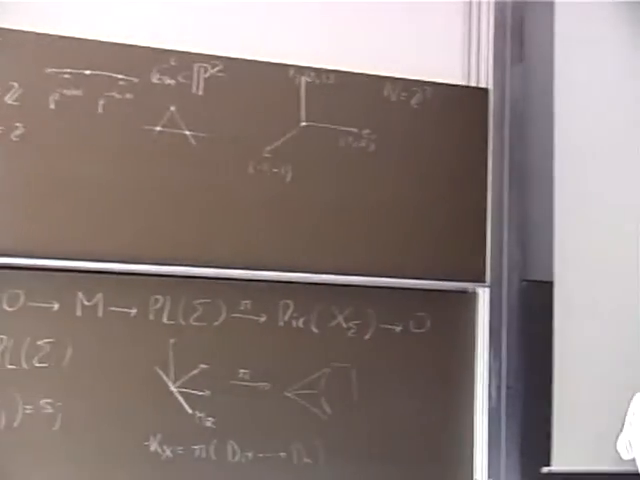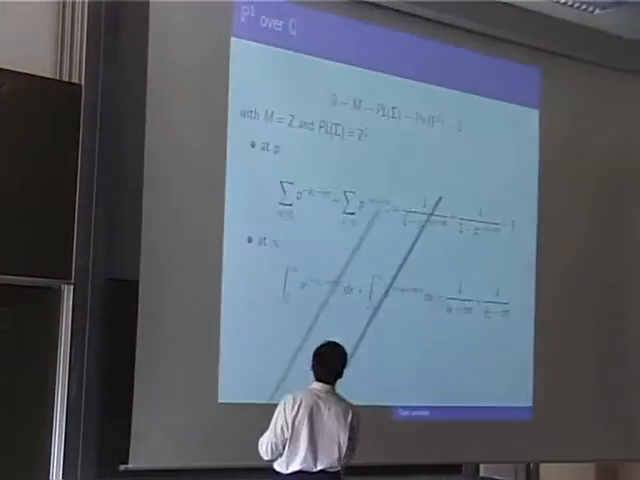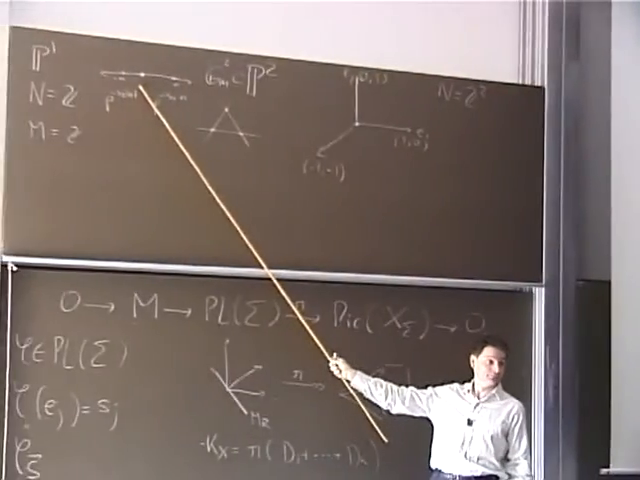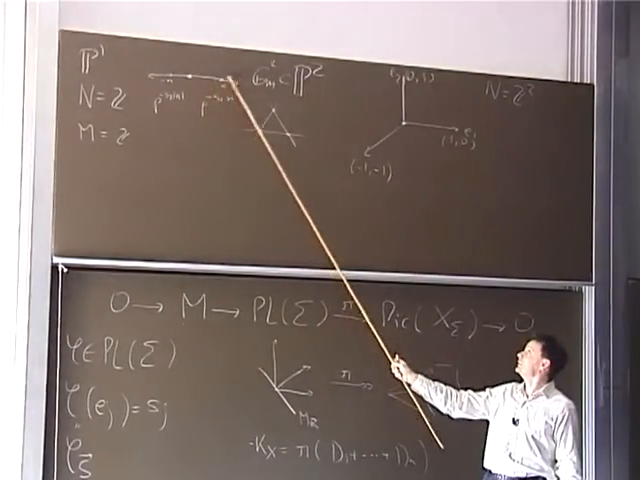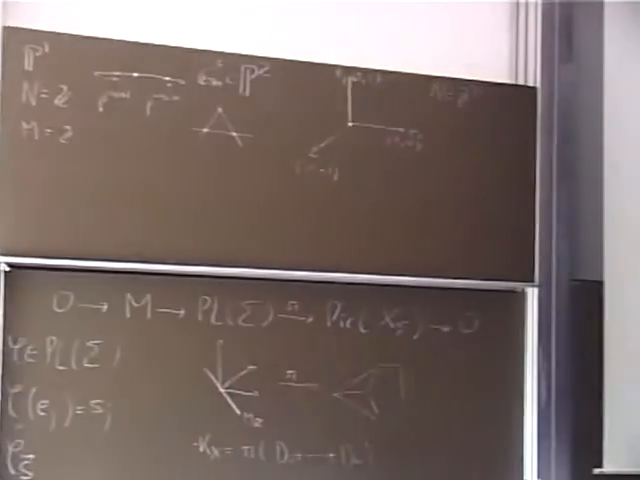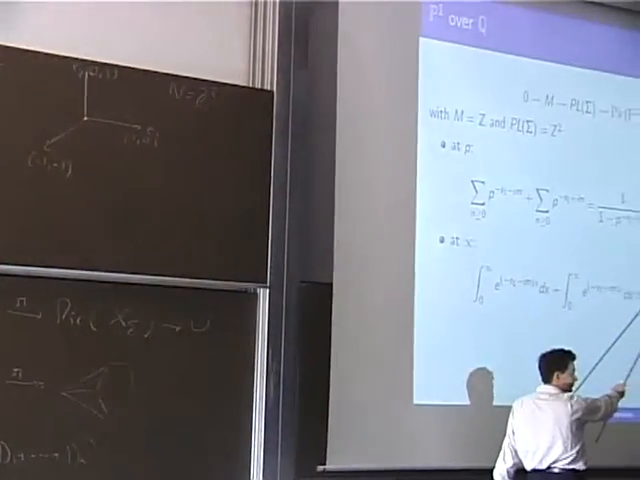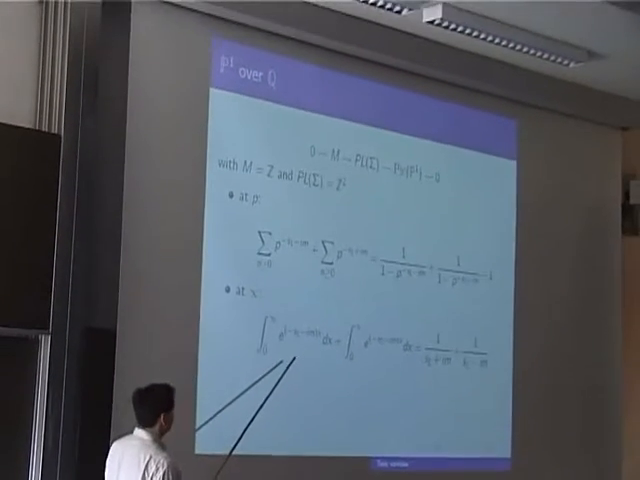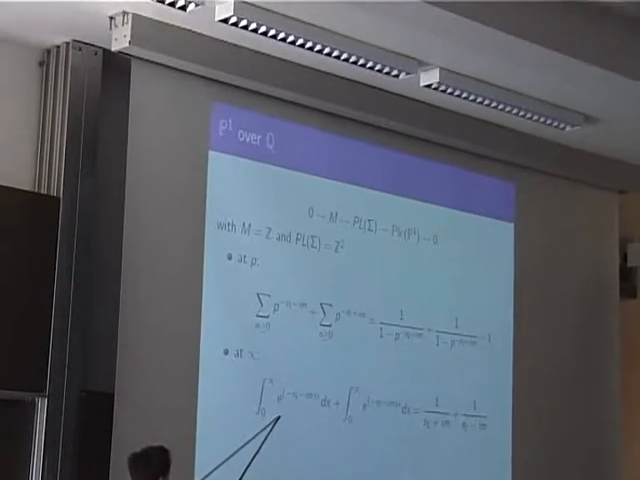Alright, so this is one geometric series, another geometric series, but now I have to take into account that I counted 0 twice. So it appeared here, it appeared here, so I have to remove it, so I get the minus 1 here. Okay? Because p to the 0, after all. And at the infinite place, it's very similar, so it's the same kind of analysis.